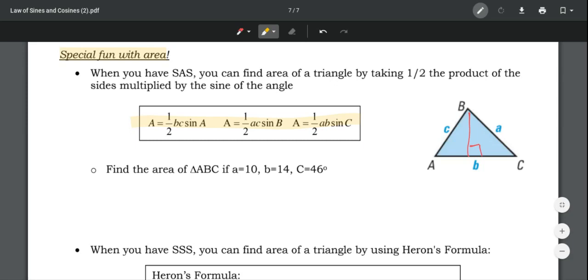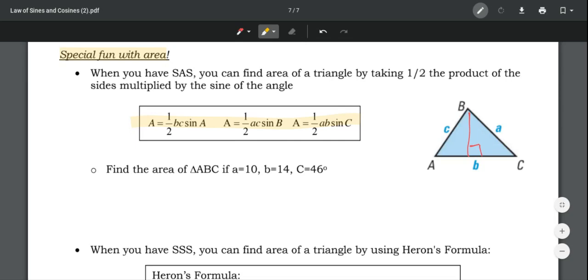If you'll notice, when you have an angle, the side that you won't use is the side opposite that angle. So for example, if I'm given angle A and I have sides B and C, I would use the first formula, which is area equals 1/2 BC times sine of A. If I'm given angle C and I have sides A and B, I would use the third formula: area equals 1/2 AB times the sine of C. Now remember, guys, when we calculate this, we're doing everything in degrees, so make sure your calculator is in degrees.